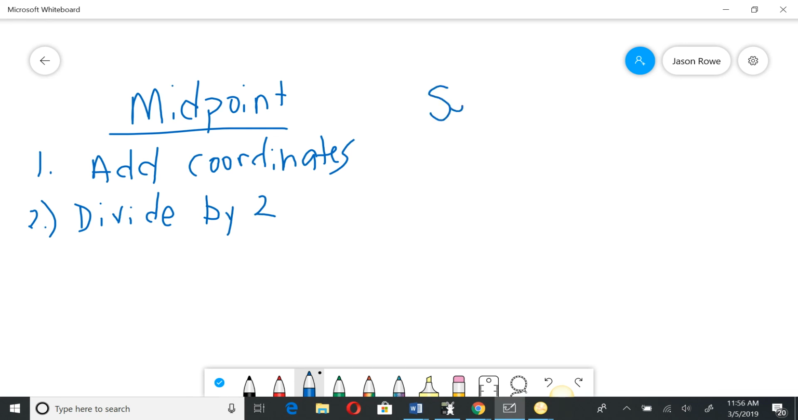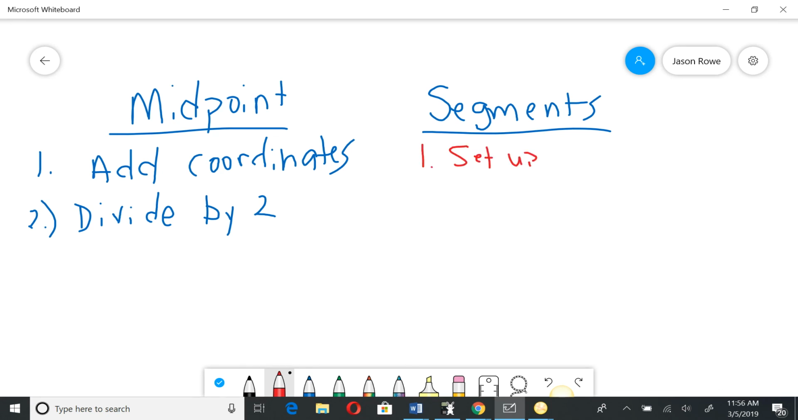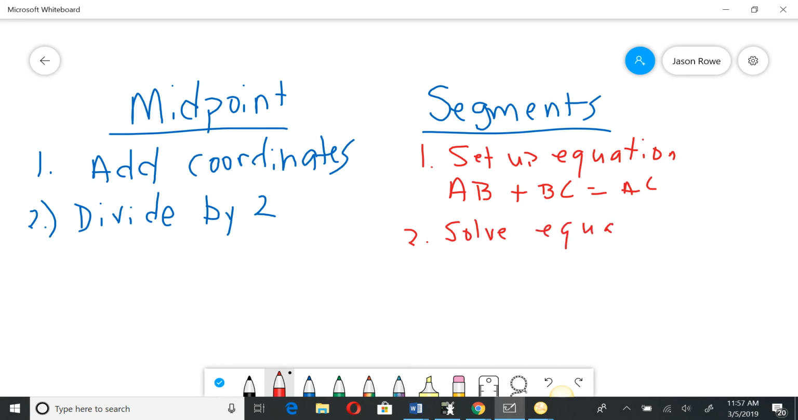And then segment addition, or segments. We're going to first set up the equation using the segment addition postulate. So that's AB plus BC equals AC. Number 2, we're going to solve the equation. So that's solving for x. And then finally, step 3, we're going to answer the question.